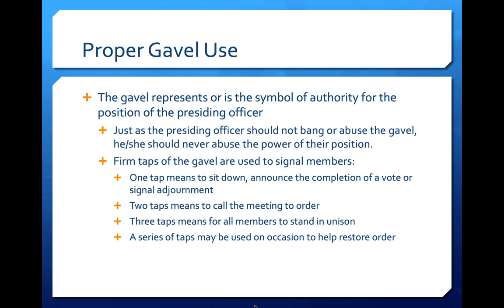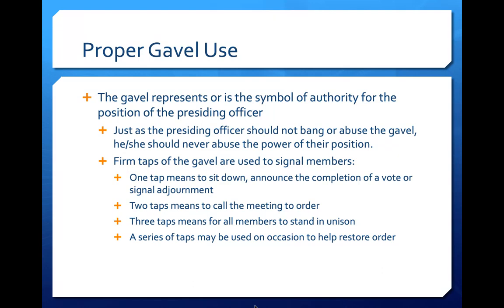The gavel. You probably have seen one of these before, in TV shows where they have a court type setting. The gavel we use with our FFA opening ceremony. We also use it with parliamentary procedure, and there are different meanings of different taps of the gavel. The presiding officer should not abuse the gavel or throw the gavel at anybody or anything like that. It is an opportunity for them to control a meeting, but not an opportunity for them to abuse power.